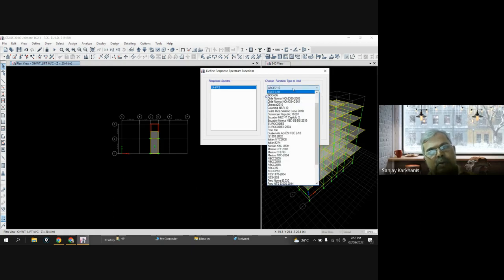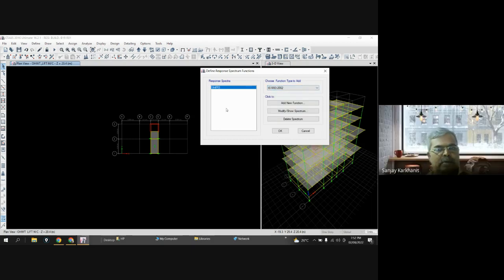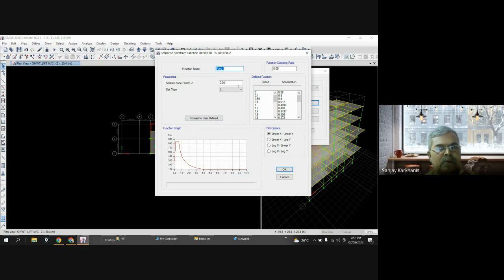So here I will say that I'm not interested in that. Go for which one? NBC, IS 1839. Right? Yes, sir. And then add new function. So यहाँ पे now he will ask you the name of the function. You can say anything, but I will say IS function. You may say function 1, function 2, or you may say with your name also. That is up to you.